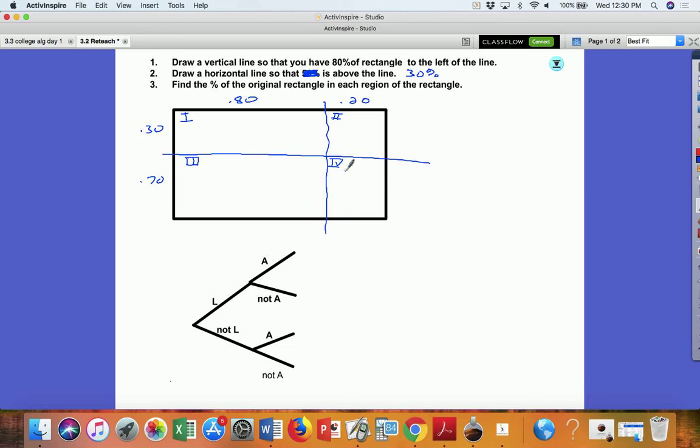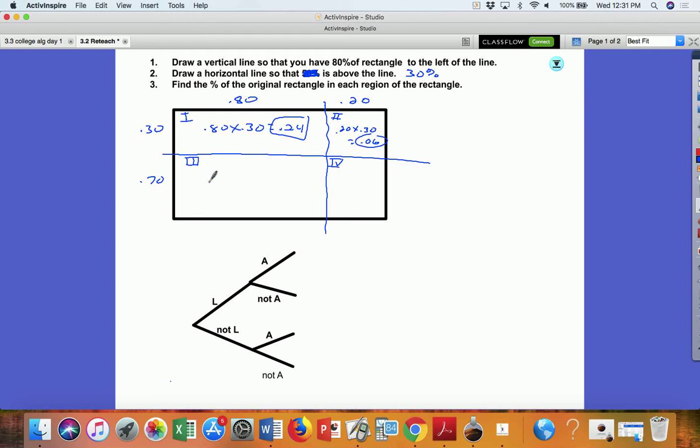So is this going to be more or less than 30%? It's going to be less. So what would you say it is? It's 80% of 30%, right? So 80% of 30% is 24%. So that's 24% of the original rectangle. And this would be 6%. So for a total of still 30% in this horizontal row, right?